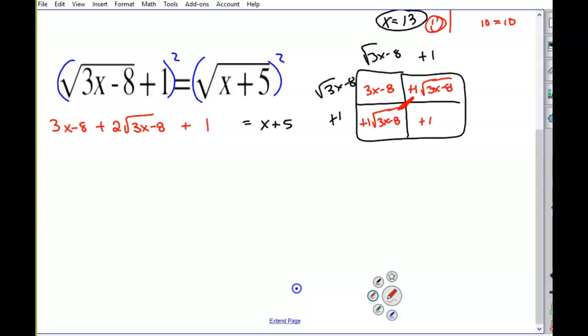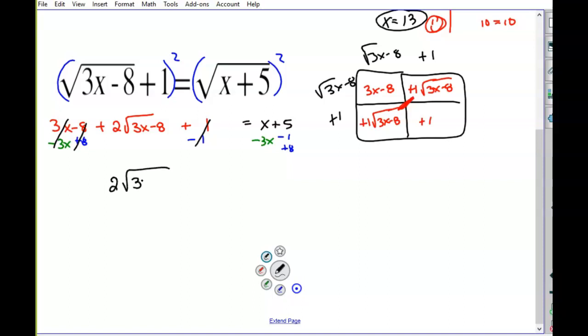That's usually the step that the kids struggle with or is the hardest part. Now, everything else, except for this square root, is going to move over. So I'm going to do a couple steps in one here. I'm going to move the plus 1 and the minus 8 over to the other side. And I'm also going to move the 3x over to the other side. So 3x, 8, and plus 1 reduce out.